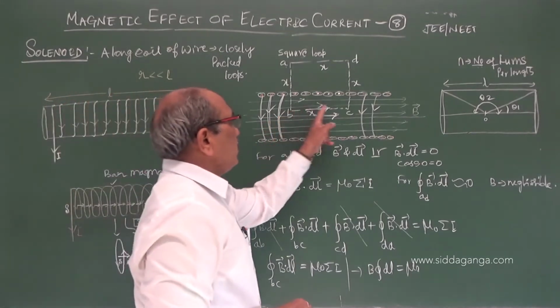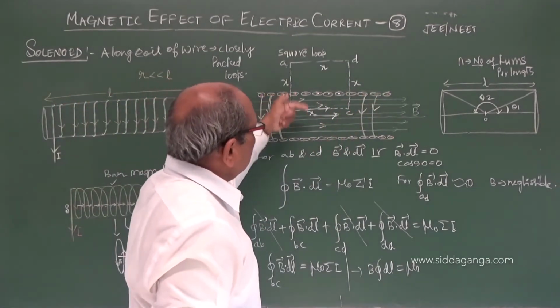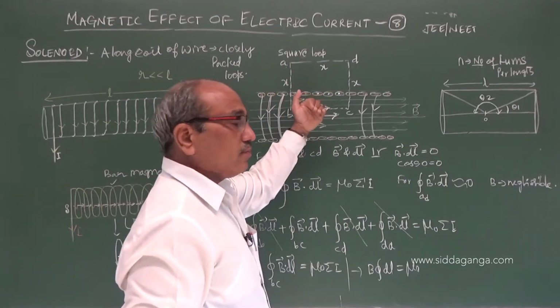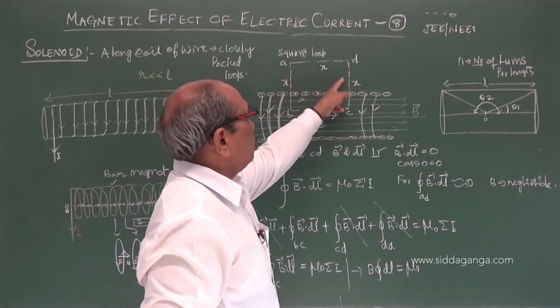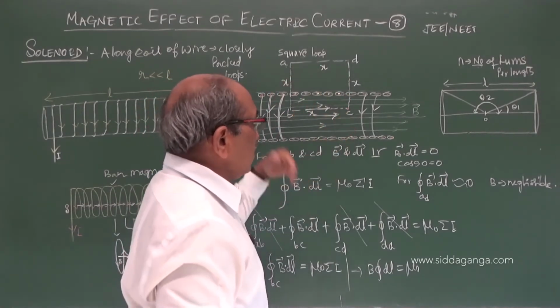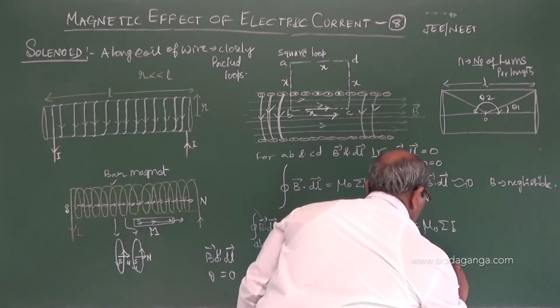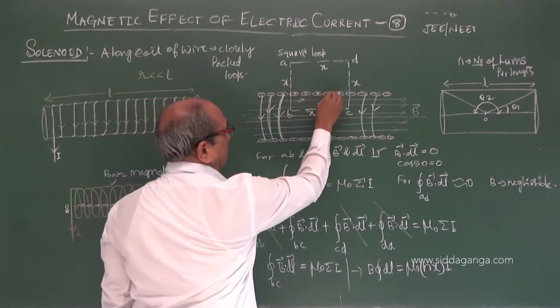So, how many turns are there per unit length? N. That many current loops come out of this. N is the number of turns per unit length. Length of this is x. N into x is the number of currents that can pass. Nx into I, because each turn carries current I.